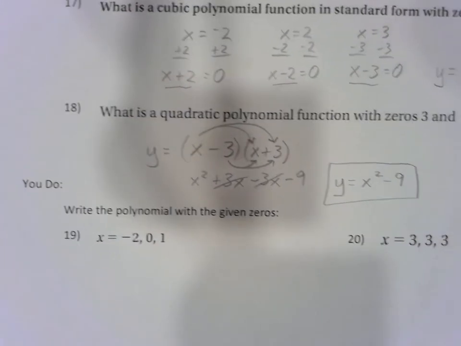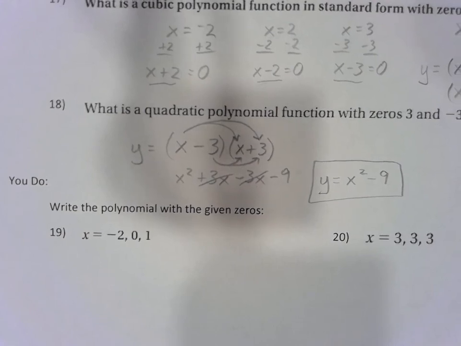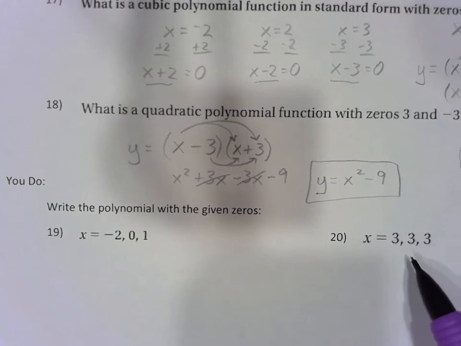So you have 2 more to do down here. Notice in number 20 you're going to repeat your factor 3 times, but then multiply them together.